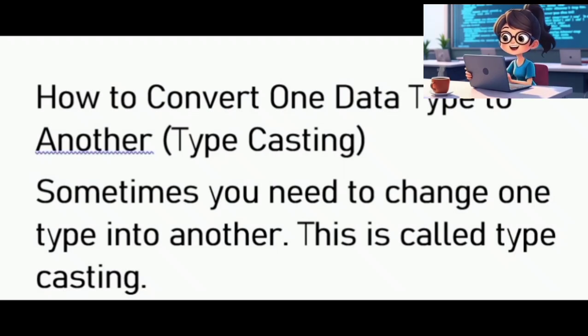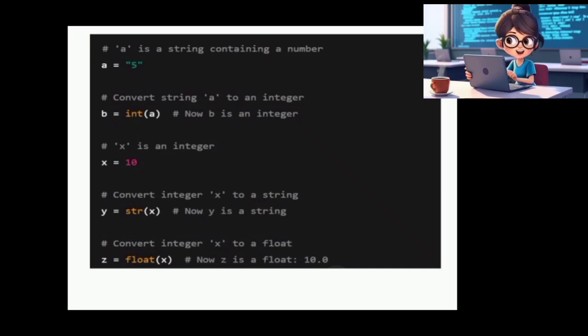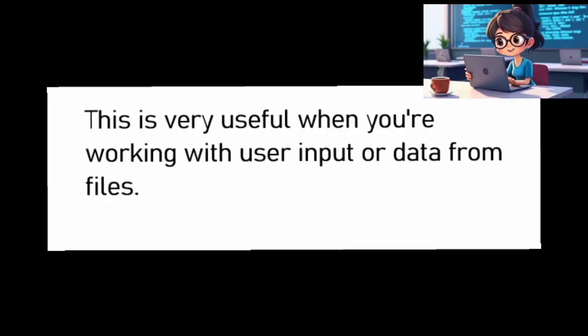How to convert one data type to another, type casting. Sometimes you need to change one type into another. This is called type casting. Example: a equals 5, b equals int a. Now b is an integer. x equals 10, y equals str x. Now y is a string. z equals float x. Now z is a float: 10.0. This is very useful when you're working with user input or data from files.